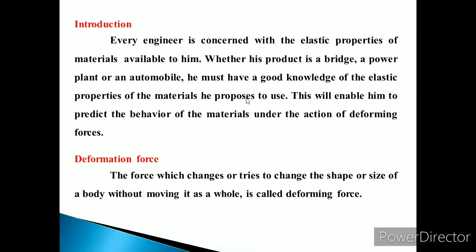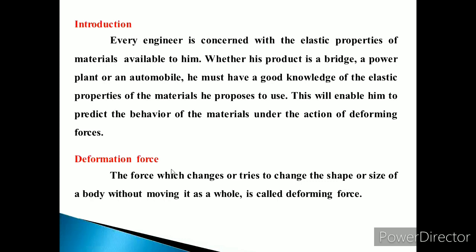Now, we have to take one elastic material. Now, we are going to apply an external force. Due to the application of force, the shape of the body may change. There are 2 types of force: one is a compressive force, another one is an elongation force. Whatever it may be, by application of force, the shape of the body changes. The name of the force is known as deforming force.